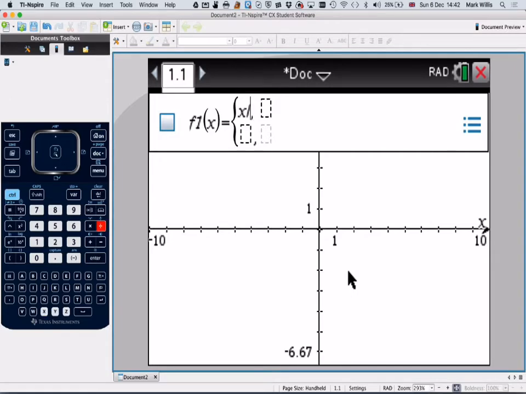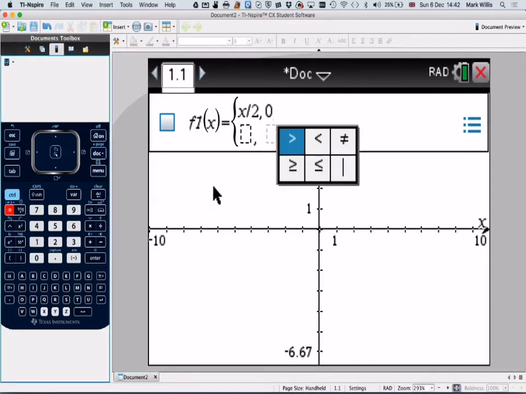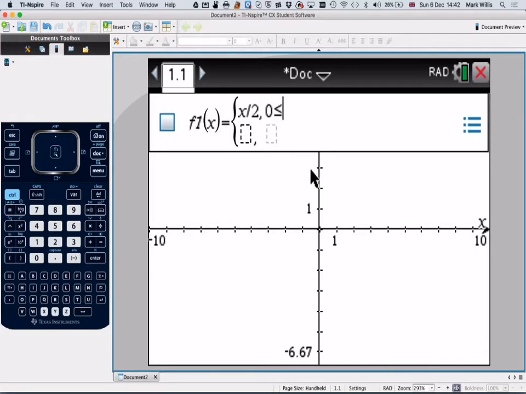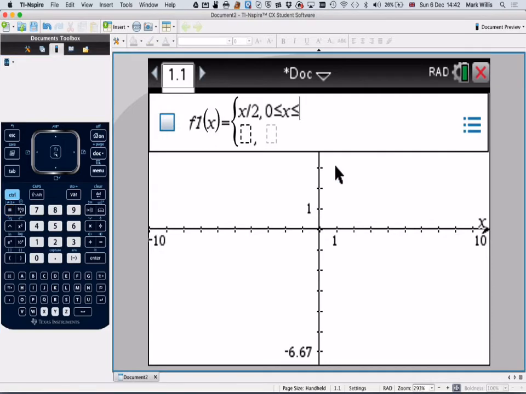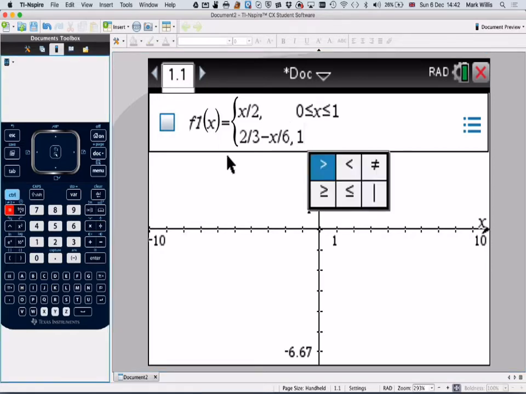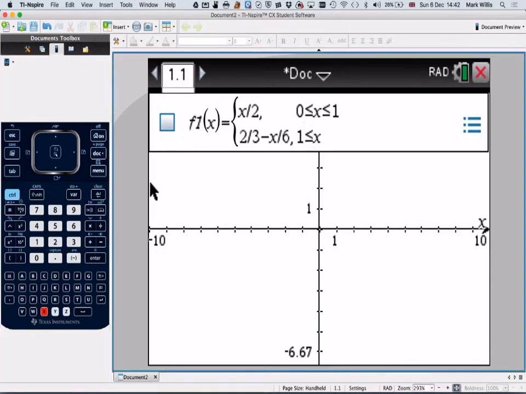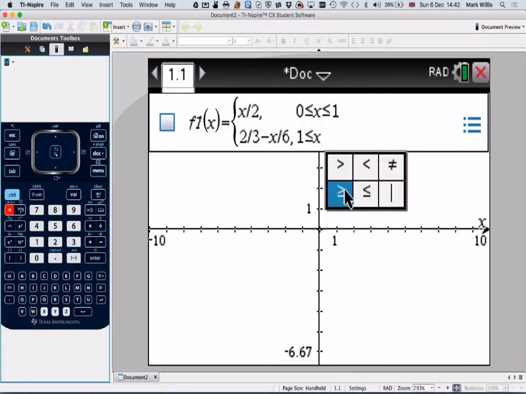So it's x divided by 2. And the second box is for, so you move it with the arrow keys, is between 0, and the inequality signs are over here to go with that. So you need a control. So it's a little bit cumbersome. X control less than or equal to 1. And then the other function is 2 divided by 3 minus x divided by 6. And then here you're going to put 1 control, inequality sign, x control, inequality sign 4.